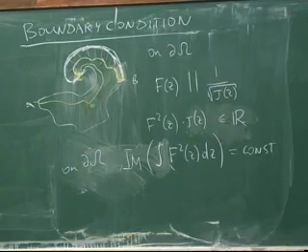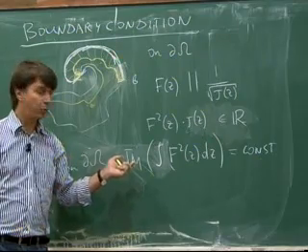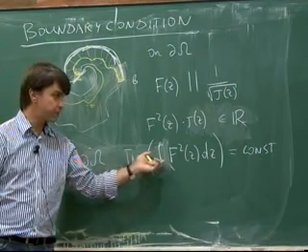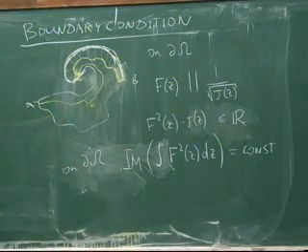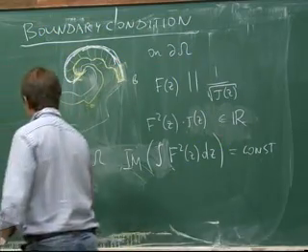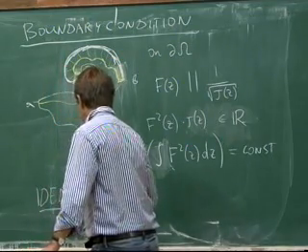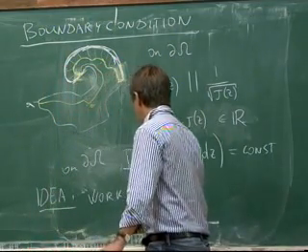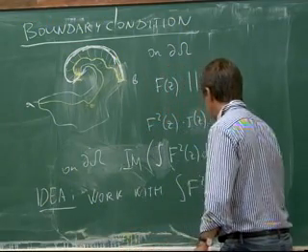And this is the idea for a proof: this is a Dirichlet problem. So if we work with the integral of f squared, then we are back to a Dirichlet problem. And so the idea of the proof is to work with the integral of f squared instead of f.